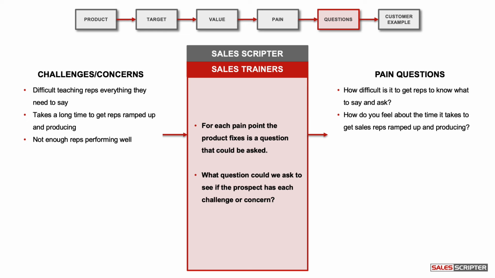How do you feel about the amount of time it takes to get new reps ramped up and producing? How much of a priority is it to get more of the reps on your team performing better? Now, again, I don't know whether those are the perfect pain questions for Sales Scripter, but the process here does take you in an optimum direction and lead you to creating a good set of questions.